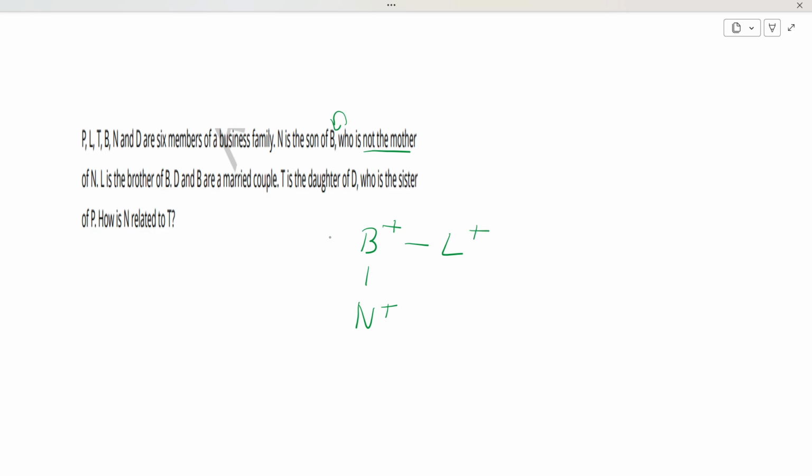D and B are the married couple. T is the daughter of D. Who is the sister of P?